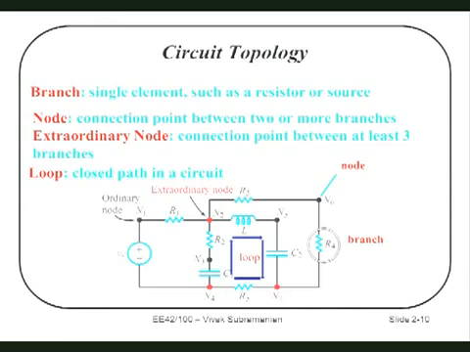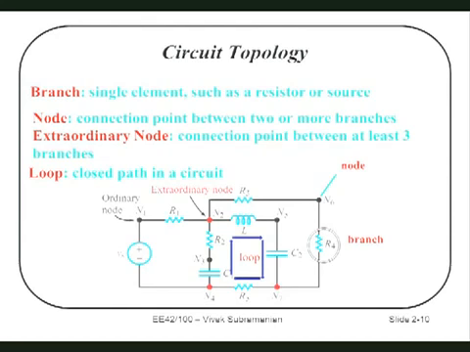And the final term that I'm going to need as we start doing analysis is loop. A loop is exactly what you would think it is. It is a closed path. By closed path, I mean I can start at a point, go all the way through the circuit, and end back up at that same point. So I can close it. So this is a loop. This would be an example of a loop.